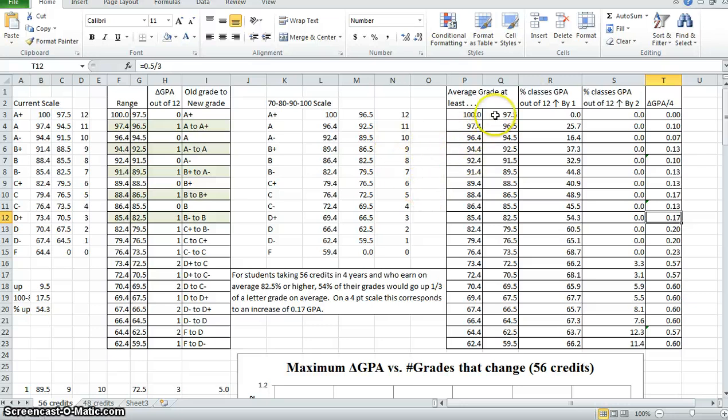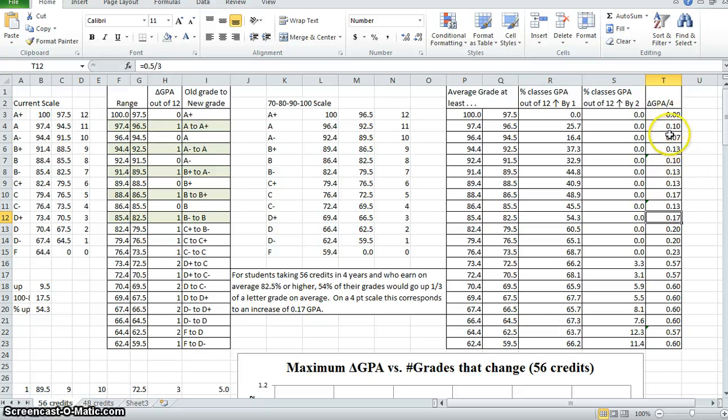So for instance, if you got a kid that's always top notch, they're always going to be up here, they're never going to get the benefit. Never. So there would be no change in their GPA, whether you go from our current scale or to the 70, 80, 90, 100 scale. Absolutely none. For the next tier down, which would be 97.4 to 96.5, yep, they get a boost. Over their 4 years, 56 courses, they would get a GPA boost of 1/10, 0.1. Here's for the next one, 0.07.